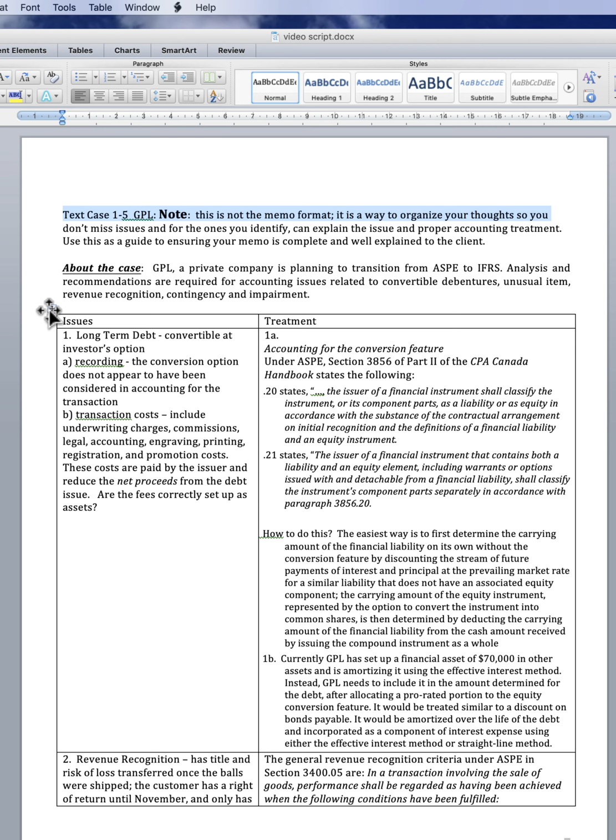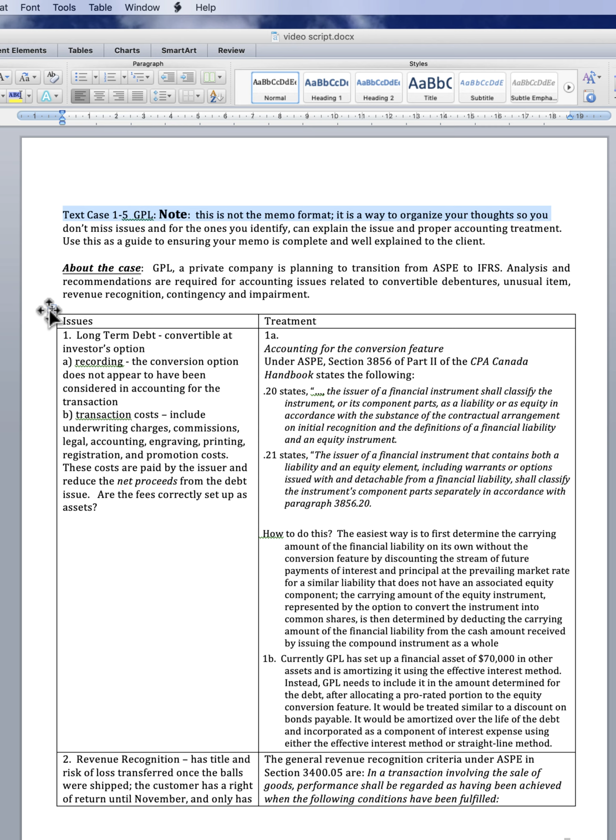So now about our case, we have a case, GPL. It's called Gold Products Limited, GPL. It's a private company planning to transition to IFRS. The analysis and recommendations are required for the accounting related issues, such as convertible bonds or debentures, unusual items, those items not occurring frequently in business, revenue recognition contingencies like contingent losses, and impairment.